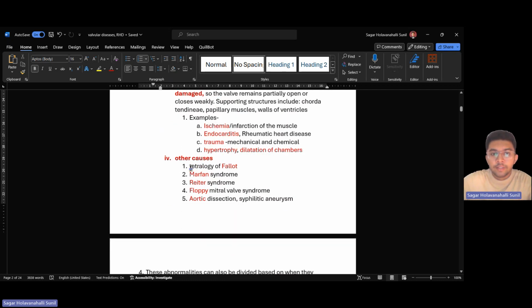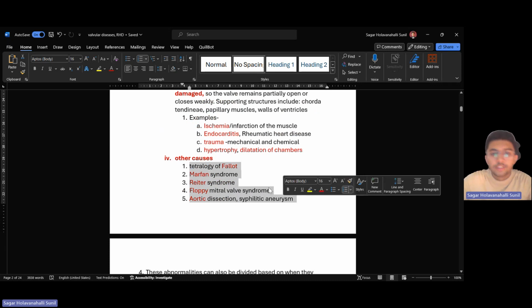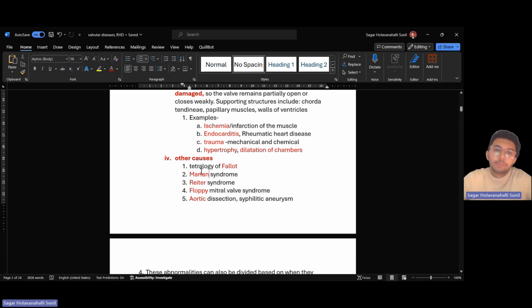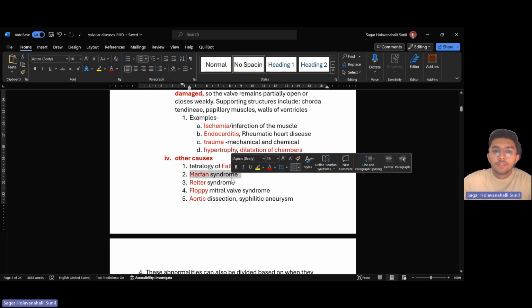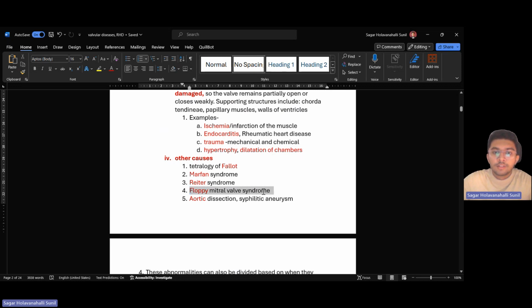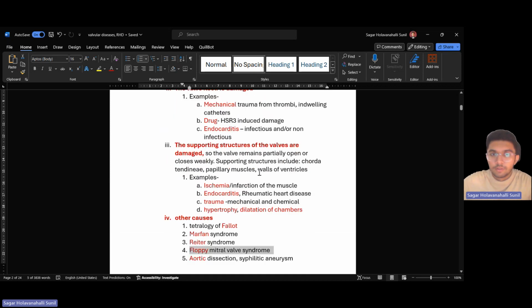Other causes can be these, and you can just try to memorize as much as possible. I would say try to remember tetralogy of Fallot and Marfan syndrome at least. As far as floppy mitral valve syndrome is concerned, we'll just get back to it later through this Word document, so you don't have to worry about it.